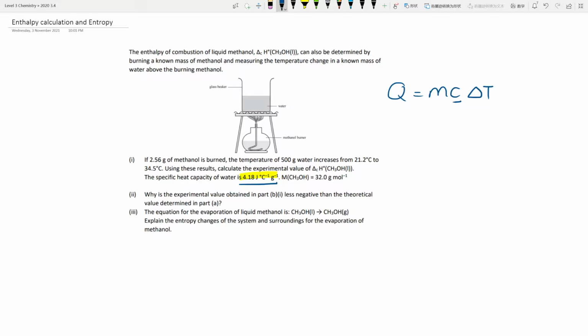So if you look at this, we're trying to determine the liquid methanol's enthalpy of combustion. If we use 2.56 grams of the methanol, which is in this burner, if we burn that much, the temperature of the 500 grams of water increases from 21.2 degrees to 34.5 degrees. And then we got given the C, and we know the molar mass.